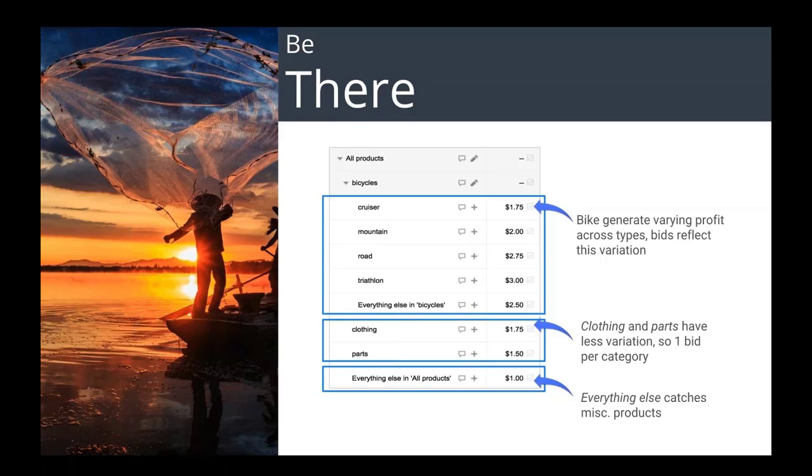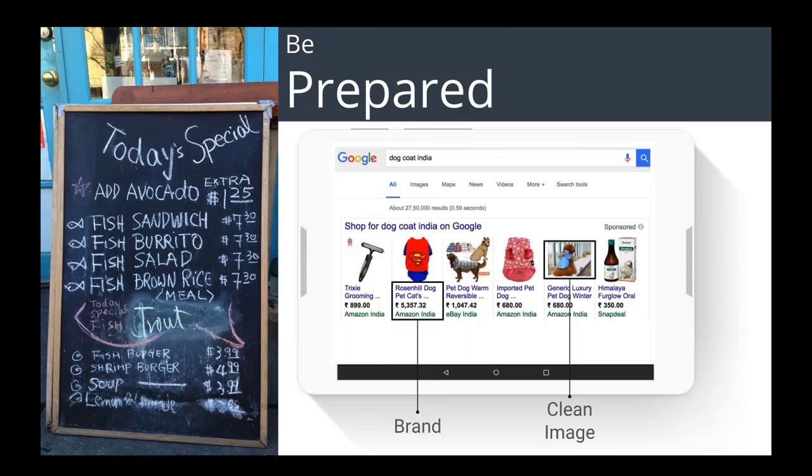Okay, so now you have the fish. You have to present it out to your audience. And although we did talk about this in the last webinar, let's just revisit some of the best practices. So if you look at this example right here, you need to have a brand name and you have to have a clean image. These are the two most common factors which will influence a user clicking on your ad, right? Let's move on. Now you have someone who has come into your restaurant and you need to serve them.